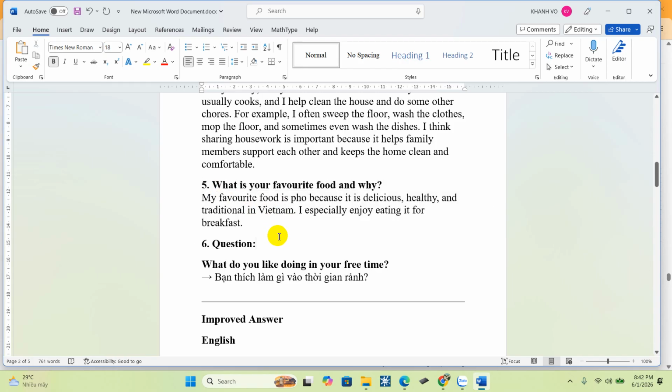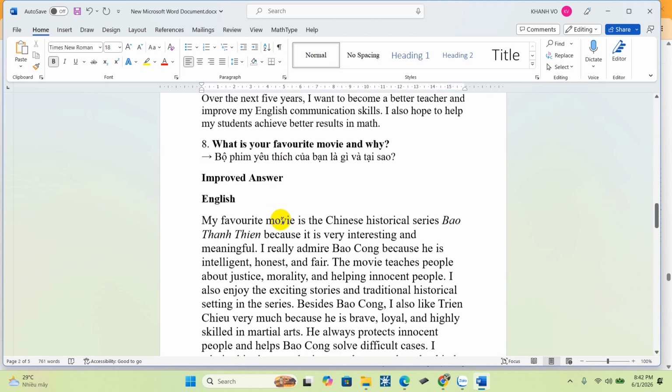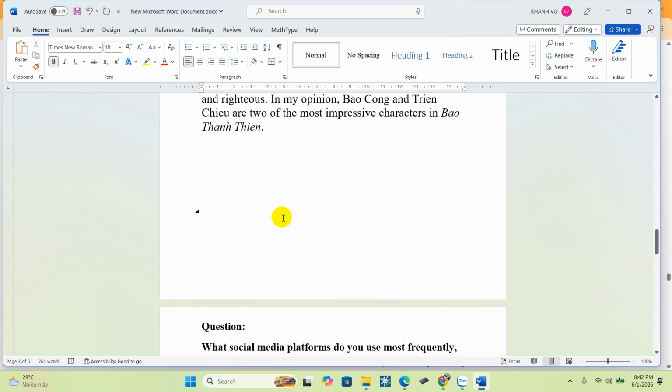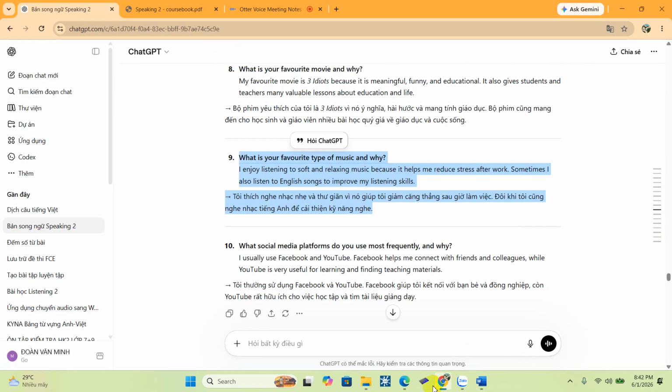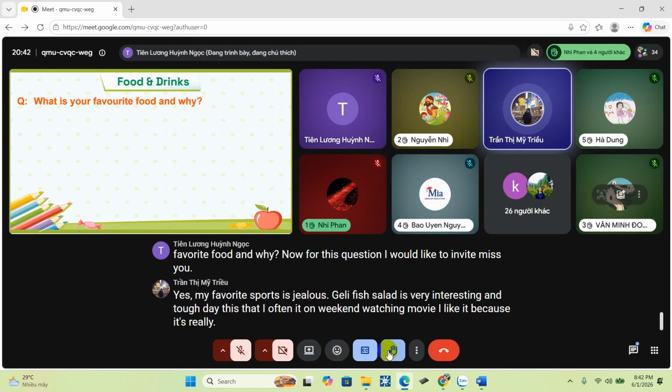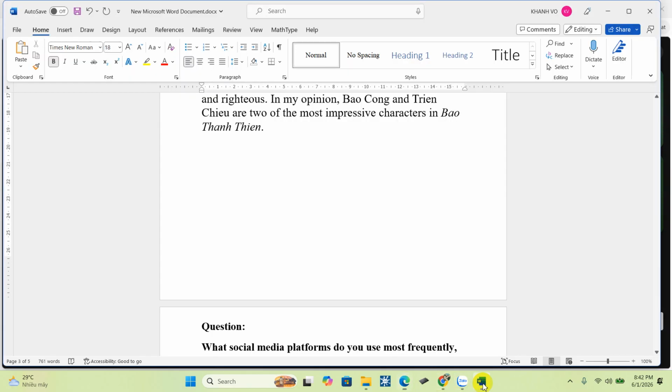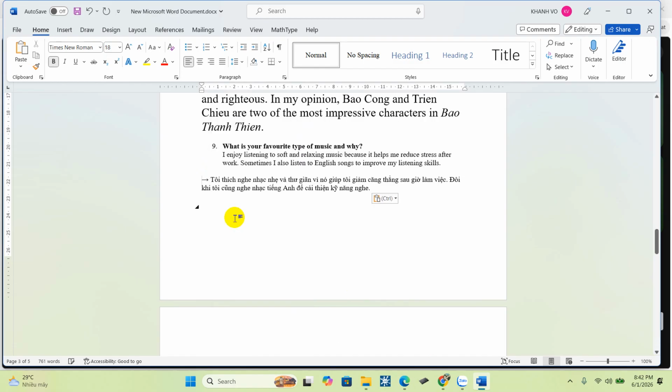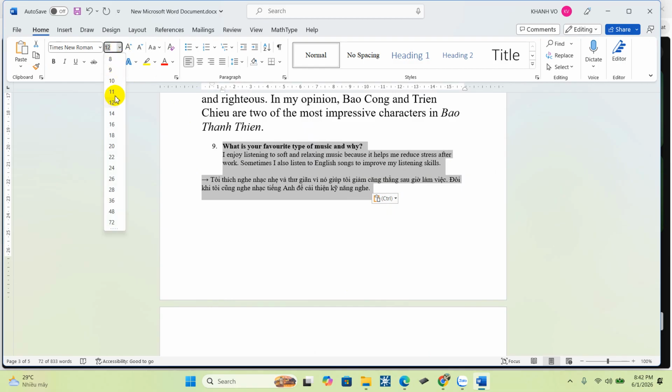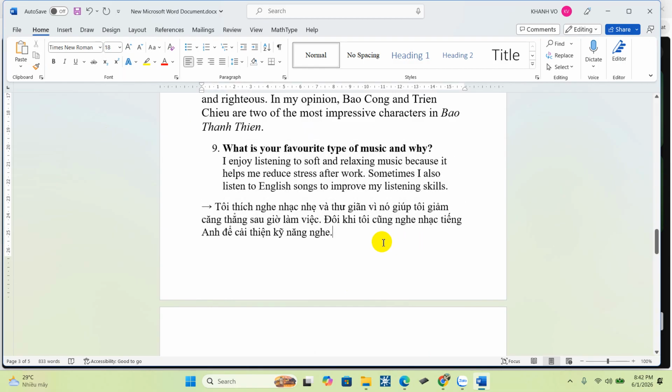Yes, teacher. My favorite food is jellyfish salad. It's a very interesting and tasty dish that I often eat on weekends while watching movies. I like it because it's really crunchy and delicious with a sweet, sour and spicy sauce. Another reason is that it's quite affordable. So jellyfish salad is always my first choice. That's why it's my favorite food.